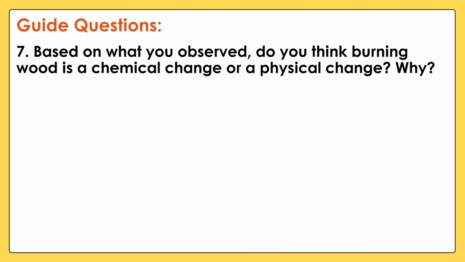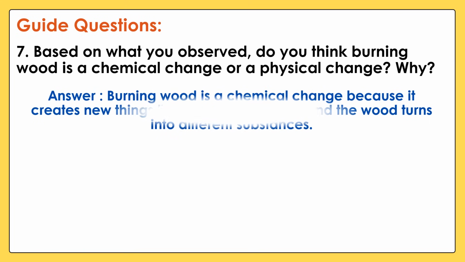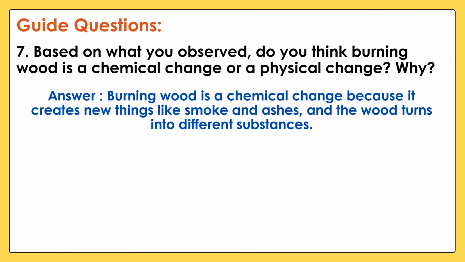Number 7, based on what you observed, do you think burning wood is a chemical change or a physical change? And why? Here's the answer. Burning wood is a chemical change because it creates new things like smoke and ashes, and the wood turns into different substances.